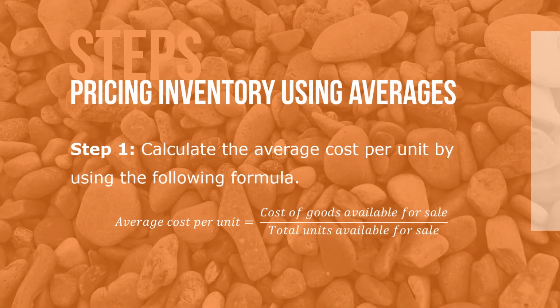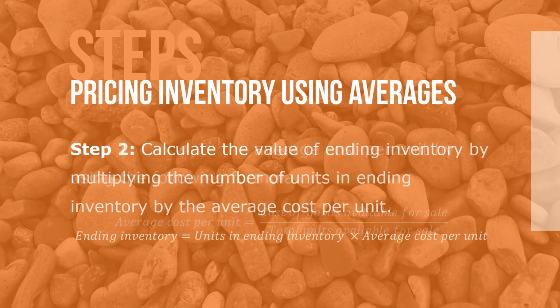Here are the steps for pricing inventory using averages. Step 1. Calculate the average cost per unit by following this formula. Average cost per unit equals cost of goods available for sale over total units available for sale. Step 2. Calculate the value of ending inventory by multiplying the number of units in ending inventory by the average cost per unit, where ending inventory equals units in ending inventory times average cost per unit.